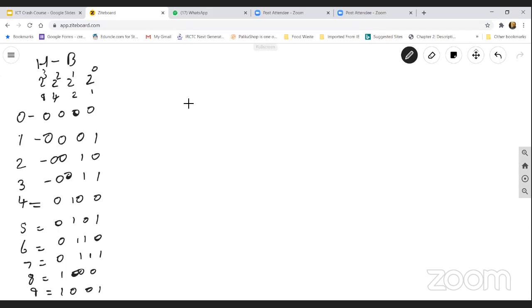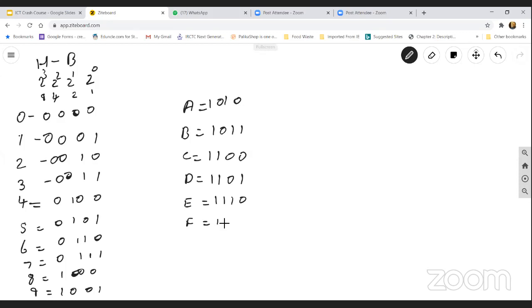For 10, we have to write A. A is 1, 0, 1, 0. B is 11: 1, 0, 1, 1. C is 12: 1, 1, 0, 0. D is 13: 1, 1, 0, 1. E is 14: 1, 1, 1, 0. For F it is 15.